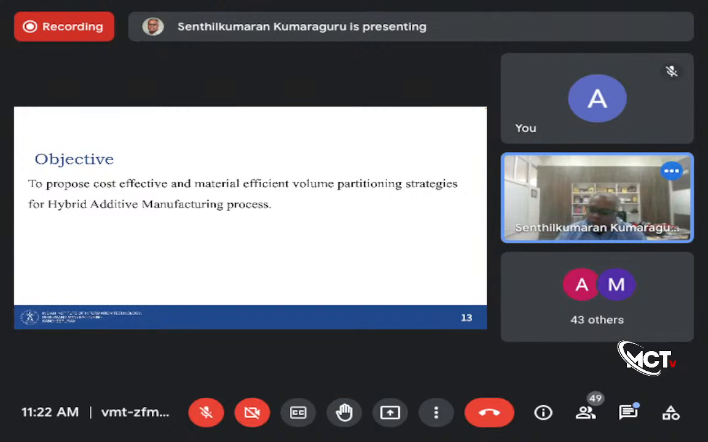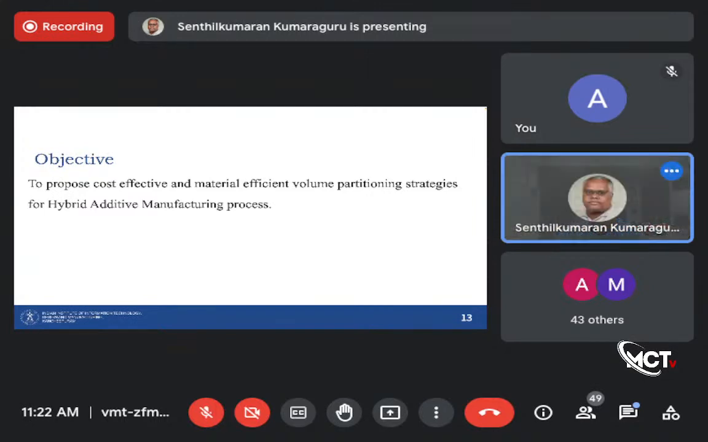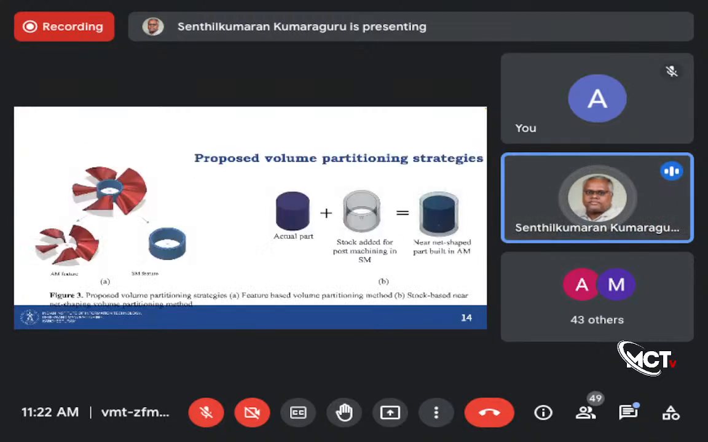So conventional milling. It could be CNC milling, but I'm not saying it's manual, it could be any automated process. SM means subtractive manufacturing, AM means additive manufacturing. So when I say SM, I mean milling, and AM means something like a DED process. I'm hybridizing both milling and laser-based DED. So that's the objective. Let's now look at these two case studies which I just explained.